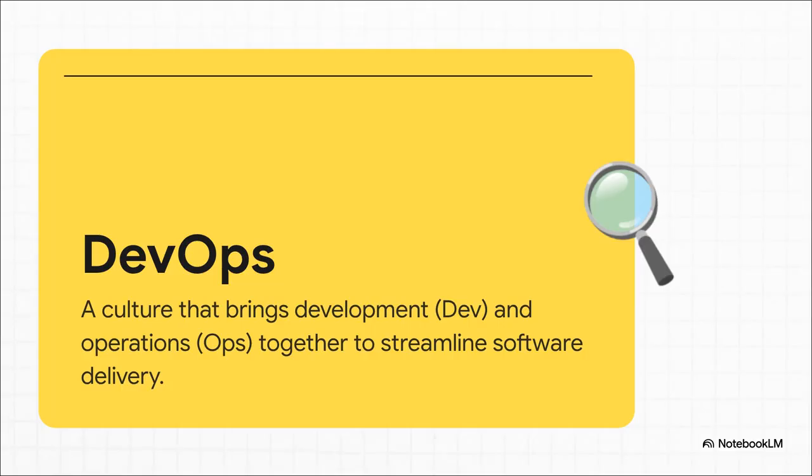Now, this leads to a classic problem in the tech world. You've got the development team, the devs, who build the software, and then you have the operations team, the ops, who have to actually run it. And historically, these two groups didn't always get along or work together well. And that's where DevOps comes in. It's not just a tool, it's a whole philosophy, a new culture. The whole point is to use automation to bring those dev and ops teams together, break down the walls between them so they can ship better software way, way faster.